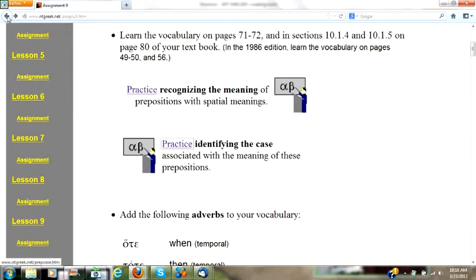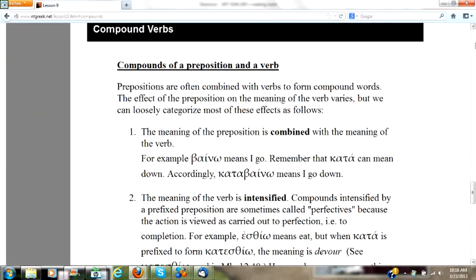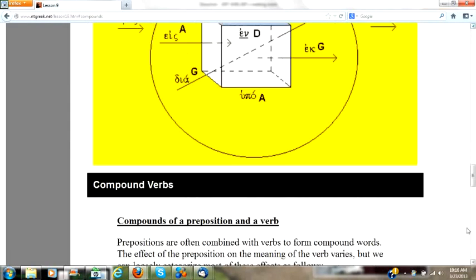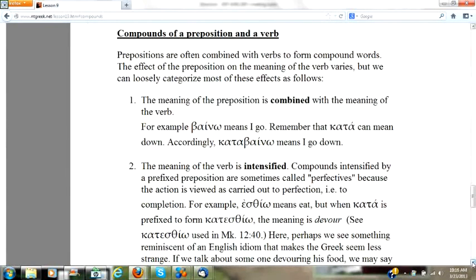Let's go back to the assignment, to the lesson page, and talk about compound verbs. Prepositions are often combined with verbs to form compound words. The effect of the preposition on the meaning of the verb varies, but we can loosely categorize most of these effects as follows. The meaning of the preposition is combined with the meaning of the verb.